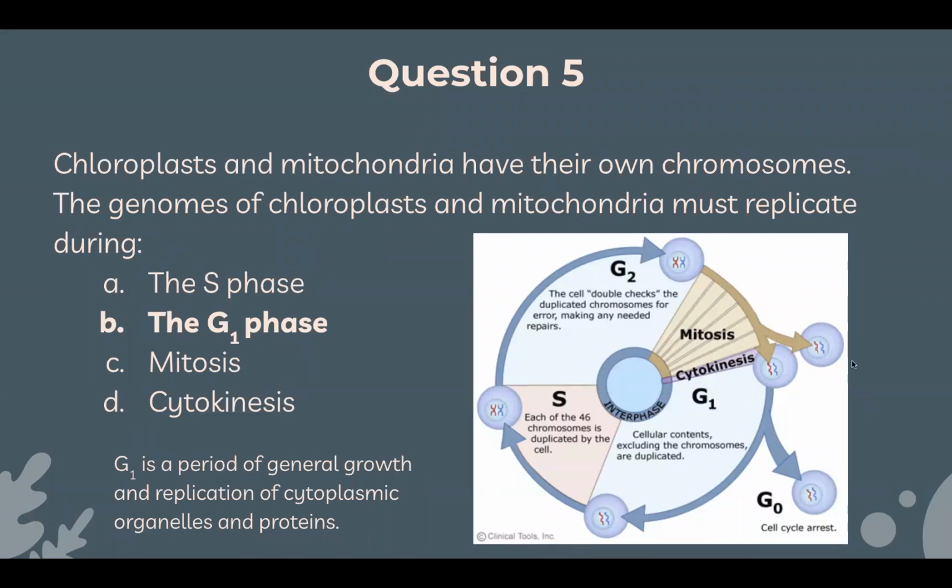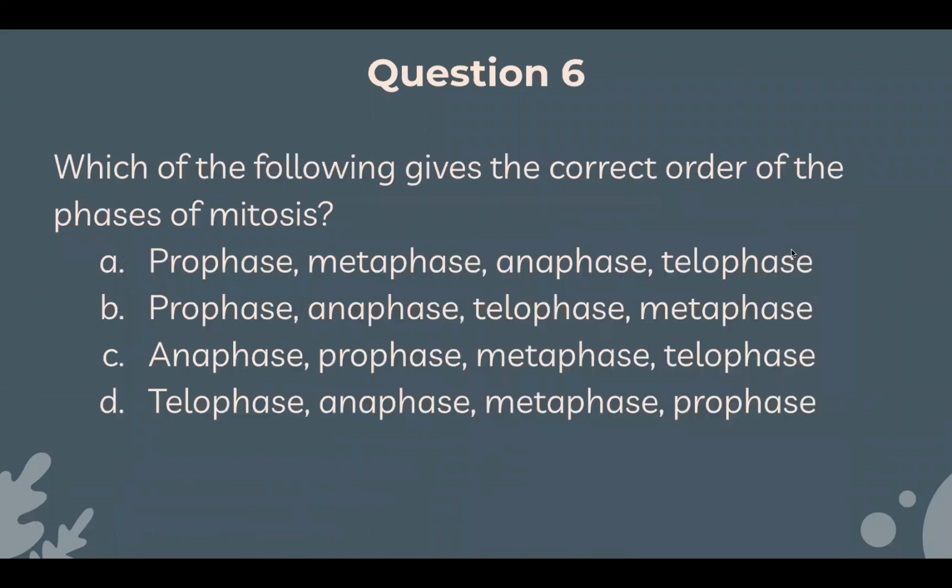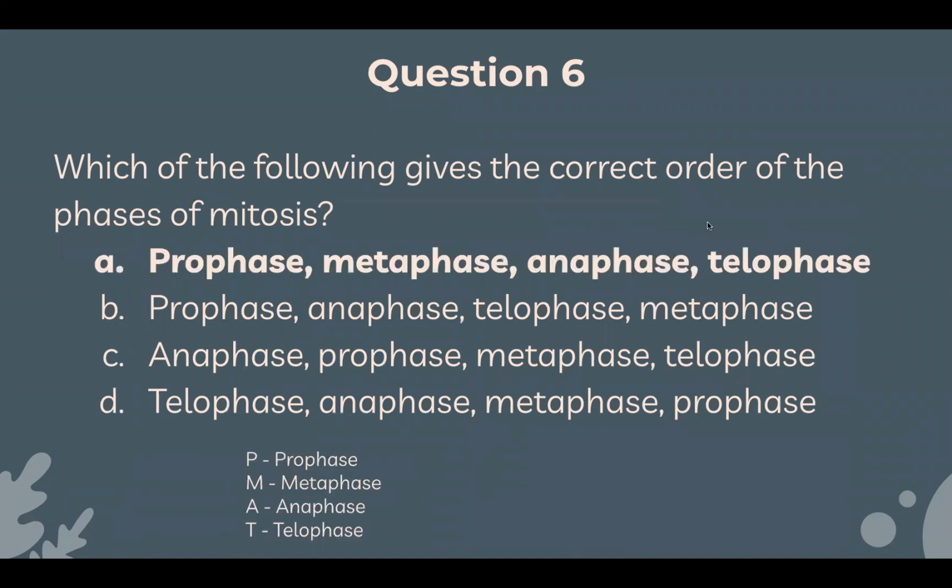Okay. And last question, what did you get? Yeah, this question is pretty much recall. So like I said, you can use the mnemonic PMAT. So prophase, metaphase, anaphase, telophase. That's the order of the stages of mitosis.